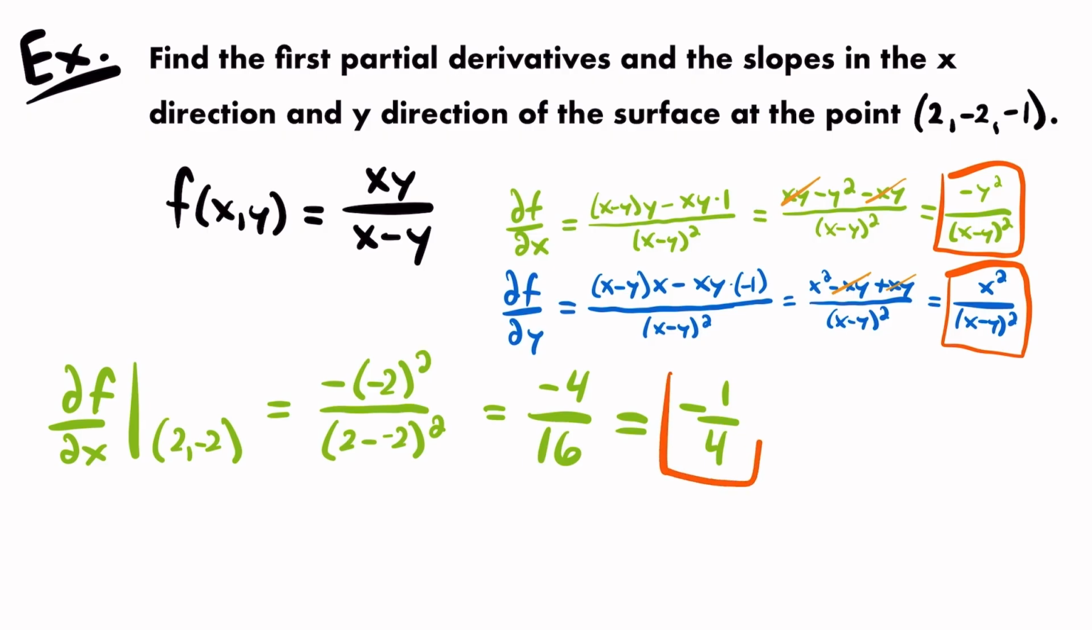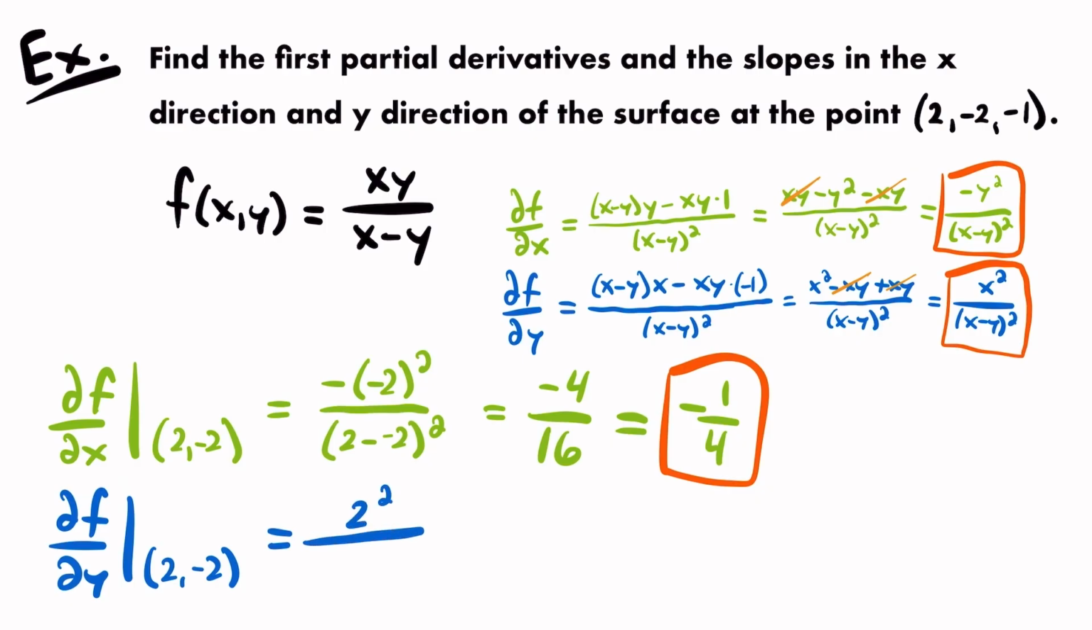So that is the slope in the x direction, but then for the y direction, we want to evaluate df/dy at that point (2, -2). And so if you put in 2 for x and -2 for y, you'll get 2² divided by (2 - (-2))². Okay, I plugged in 2 for these two x's, and I plugged in -2 for this y.